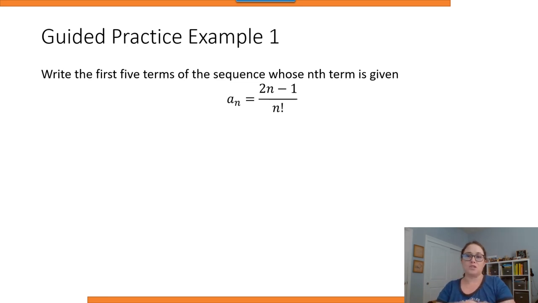So this nth term is just describing the pattern for finding any of the terms of the sequence. I could use it to find the 100th term of the sequence if I wanted to, simply by replacing the n's with 100 and simplifying.